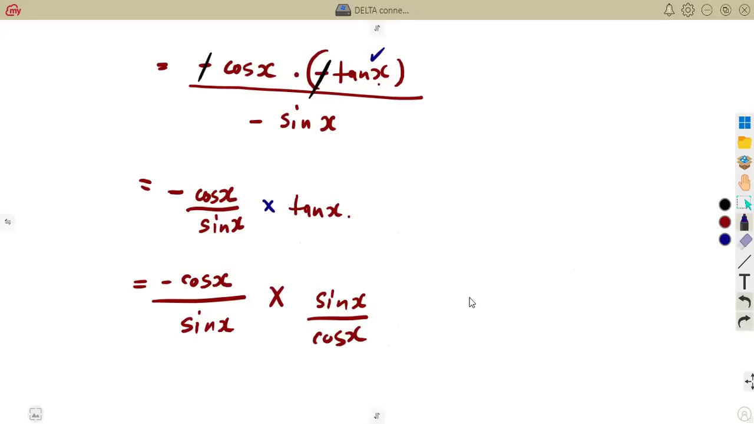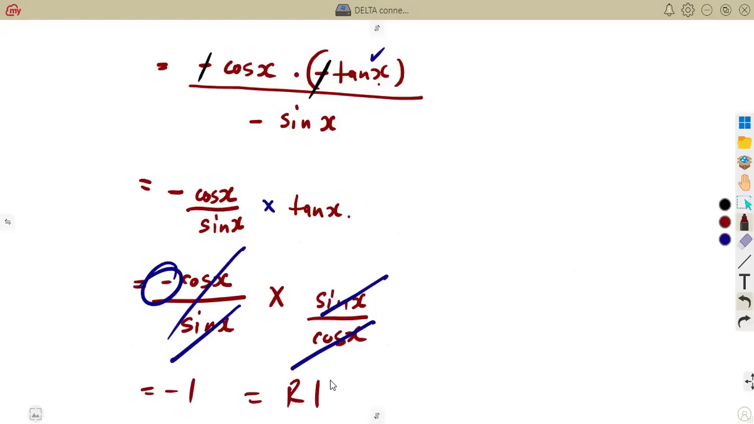All right? So this can cancel: sine to a sine, a cos to a cos. We are getting a negative there. So that was going to give us truly a negative 1, which is exactly what we had on our right-hand side, minus 1.